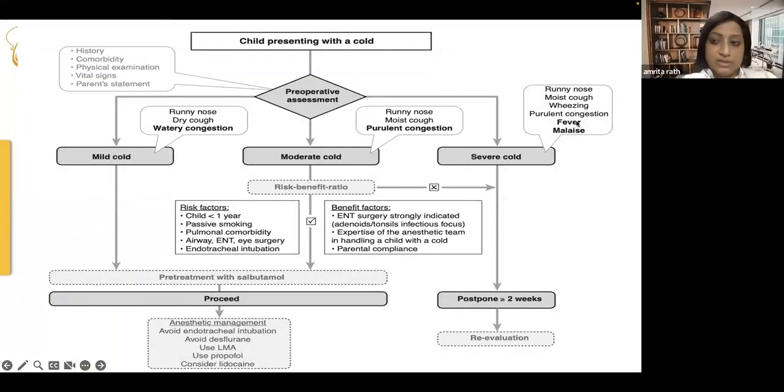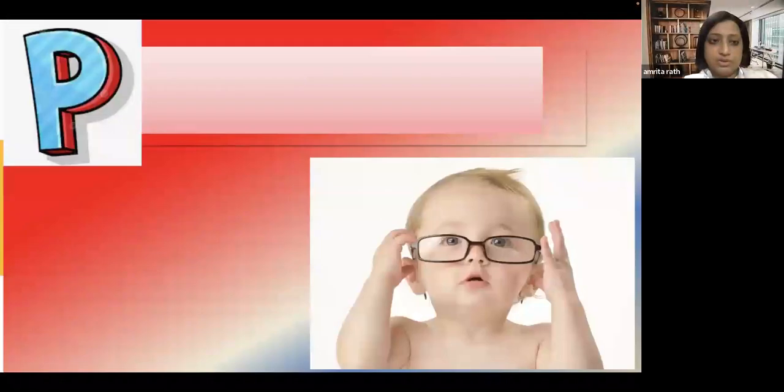If it is associated with fever and malaise, then it is called a severe cold. Previously, it was advised to postpone the surgery for more than 4 weeks. Now it is shortened to 2 weeks. Then you do a re-evaluation.